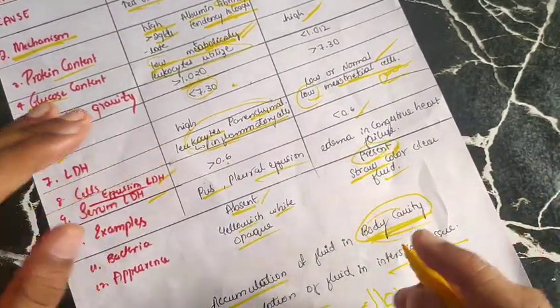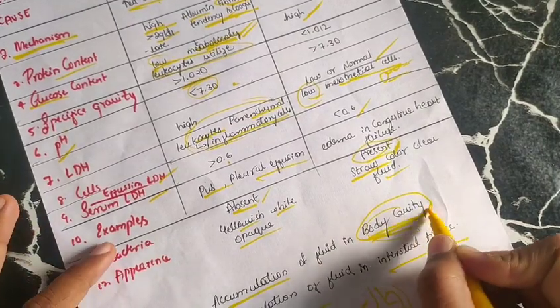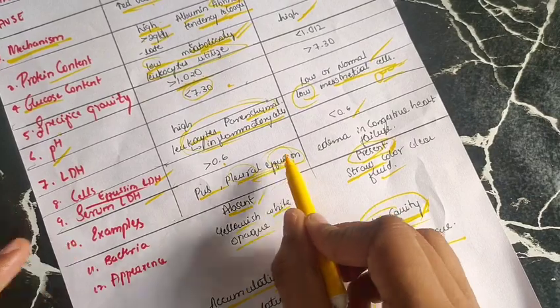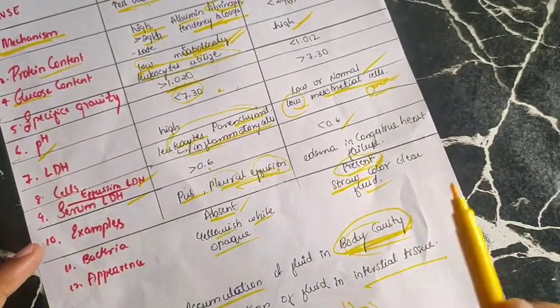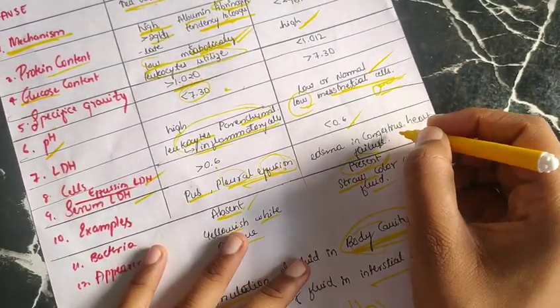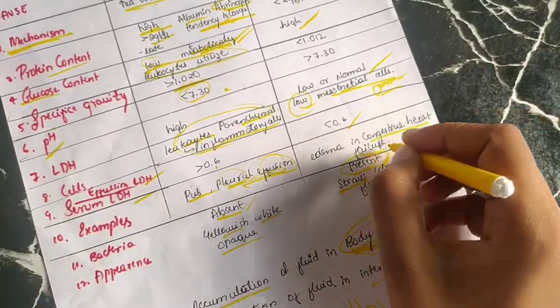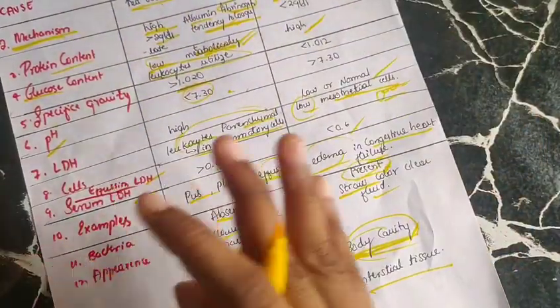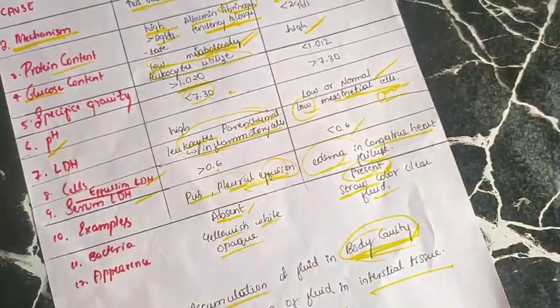I said any accumulation of fluid in a body cavity is known as effusion. In the lung it is known as pleural effusion. This is an example for exudate. Whereas in transudate, in congestive heart failure there will be edema. This edema contains the fluid transudate. This is the difference between the exudate and transudate.